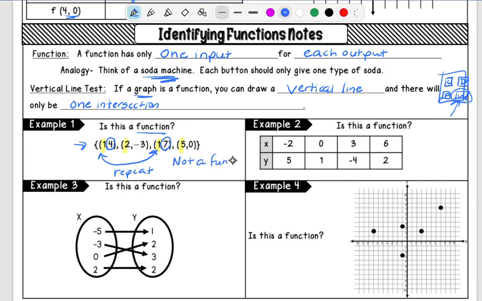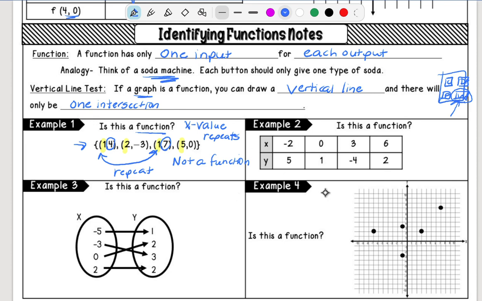Now, sometimes in math, we do have things that work out that way. We just don't call them functions. So that is not a function, and the way that you can tell is that the x value repeats. If we see a repeat, then that's our clue that it's not going to be a function. All right.